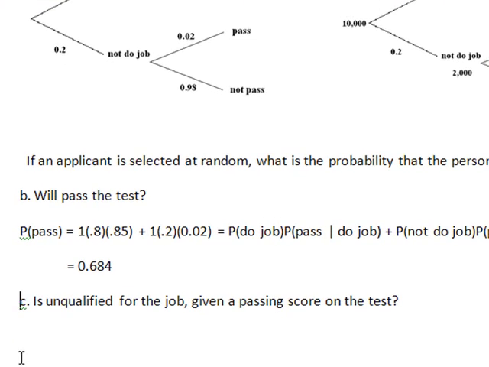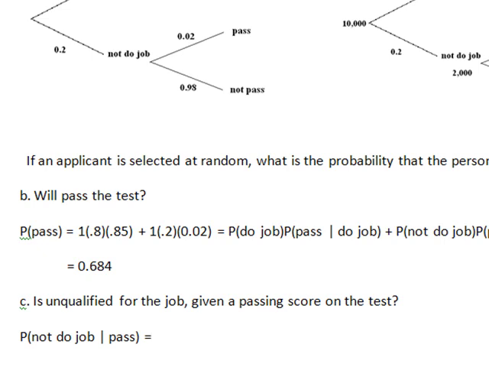If I were to write this question using function notation, it would look something like this. What's the chance of not do job given that pass? What's the chance of that happening?